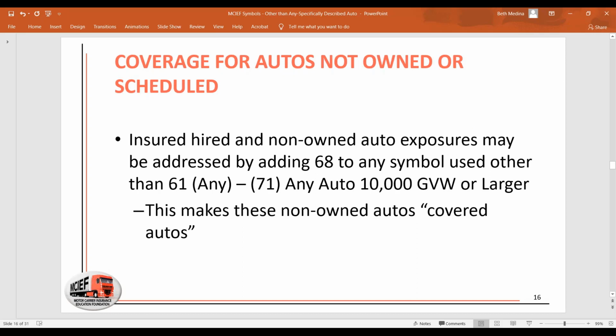Insured hired and non-owned auto exposure may be addressed by adding symbol 68 to any symbol used other than symbol 61 or 71, any auto 10,000 GVW or larger. This makes these non-owned autos, meaning the owner-operator's autos, a covered auto, therefore it would require the policy to respond.